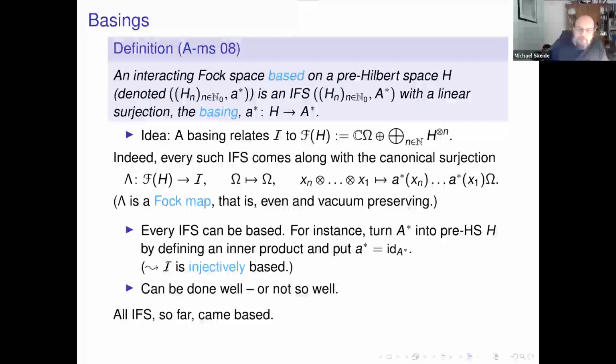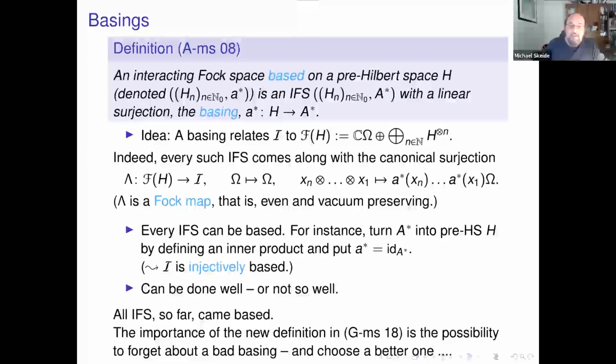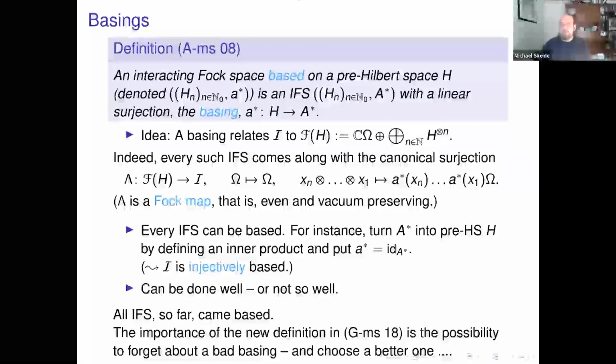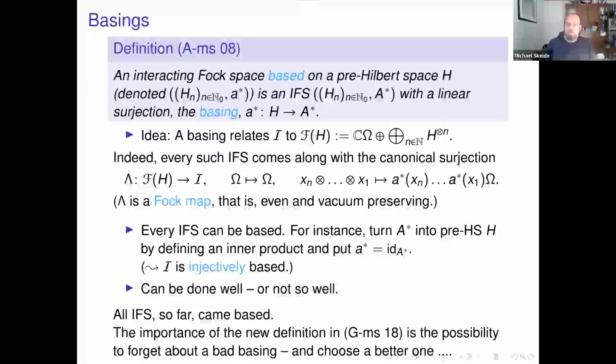All interacting Fock spaces that occurred so far came with a basing. They came as interacting Fock spaces based on some pre-Hilbert space. And the importance of the new definition is to give us the freedom to go away from a bad basing and choose a better one.